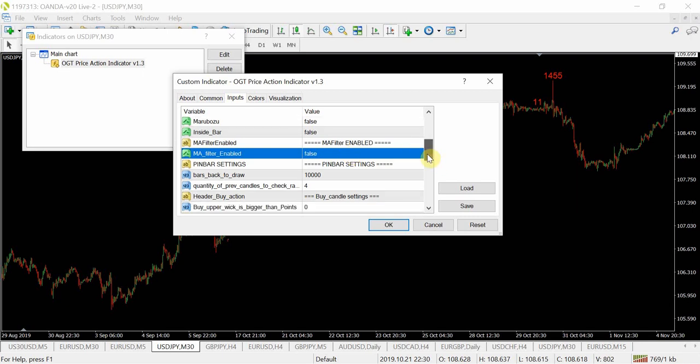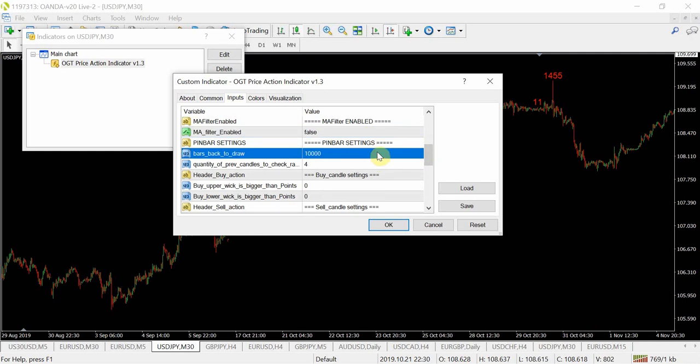And then if I go into the pin bar settings, this is what I like to do. The shorter the number on the bars to draw back, the less CPU power the MetaTrader platform is going to use. But if you're doing it for backtesting purposes, to tweak around with the settings, I would use a long bars to draw back, so you can see how the alerts come in over previous weeks, months, and years.